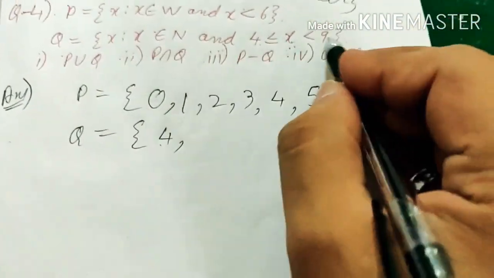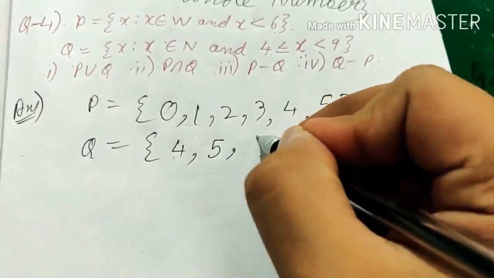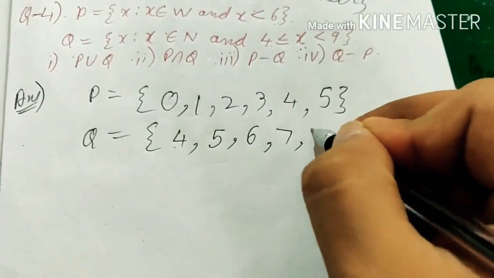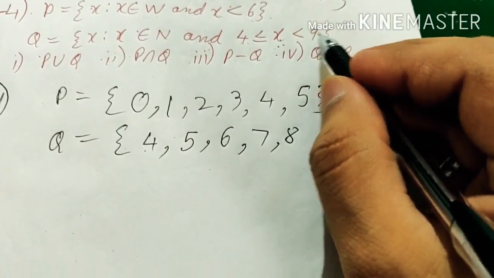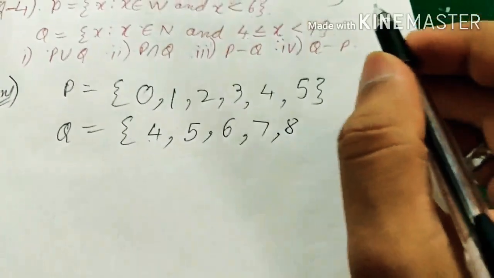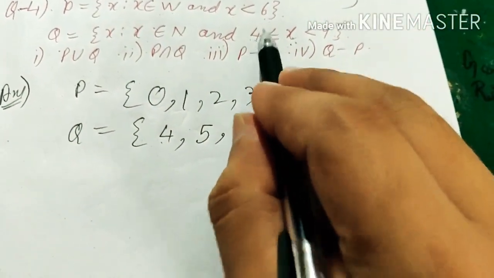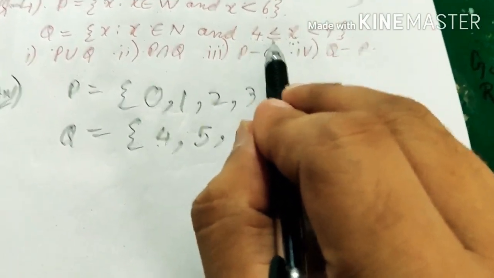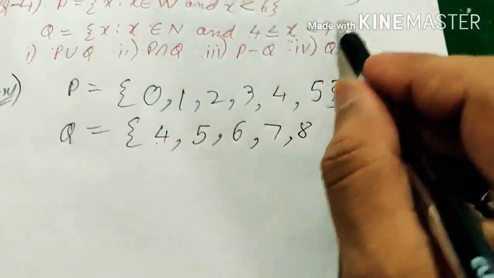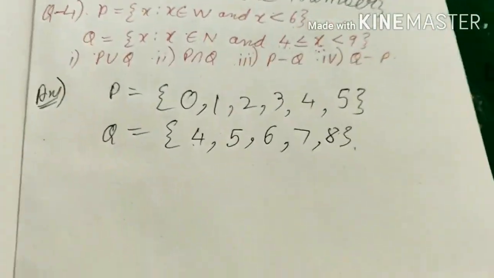4. Then 5 lies between, is less than 9 and greater than 4. Then 6 also, 7 also, 8, then 9. The question says we have to take less than 9. We don't have to take 9. Here it was given 4 less than or equals to x. So here it says that it is equals also. So we have taken 4. But here it says it is less than. So we won't take 9. This is the Q set.